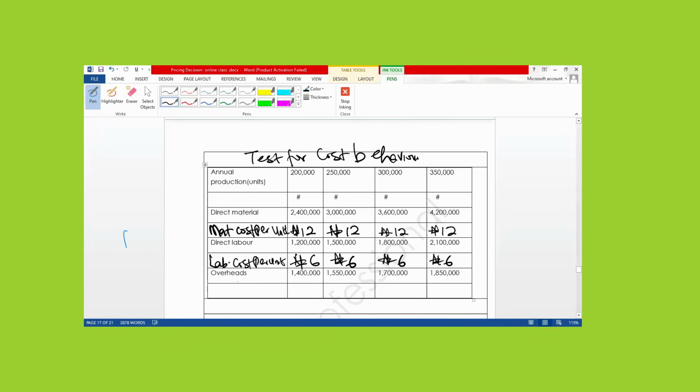Look at it again. As production volume increases, total labor costs also increase, but labor cost per unit is constant. This confirms that this labor cost is a variable cost. The principle will not change.